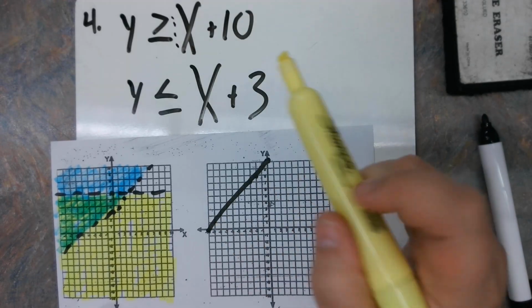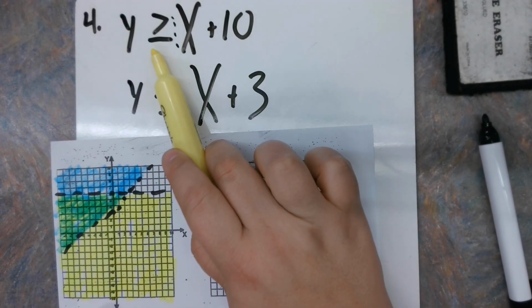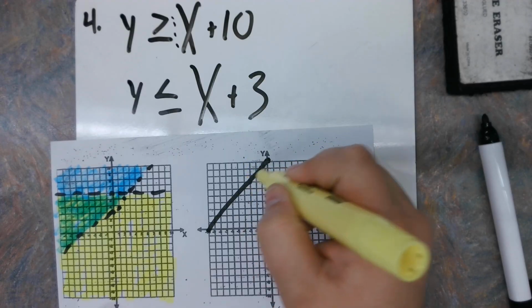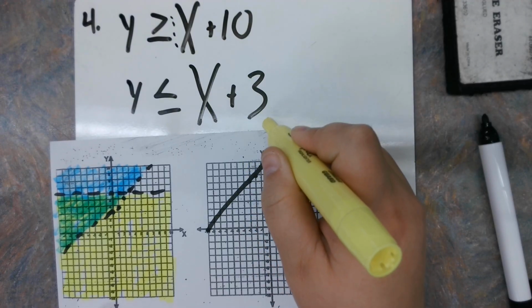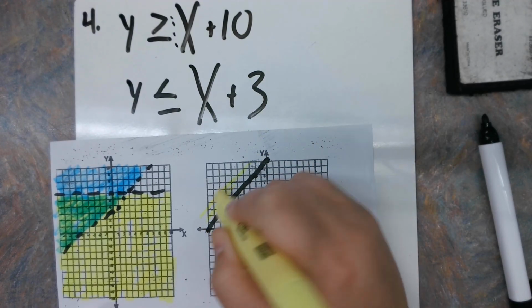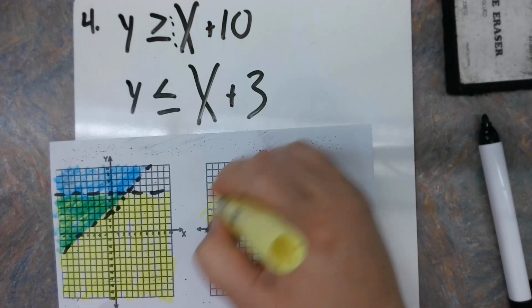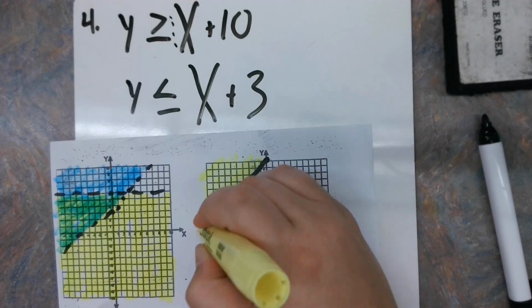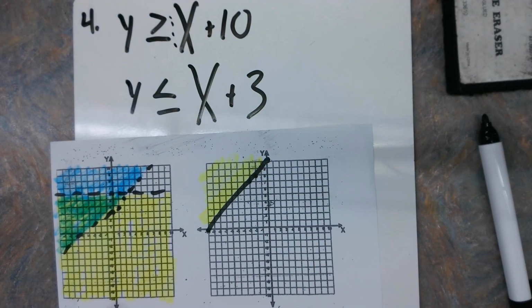Time to shade. Y is greater than or equal to, so greater than, from y I'm going to go up, which means it's everything in this corner is going to get shaded. Shade, shade, shade. There we go.